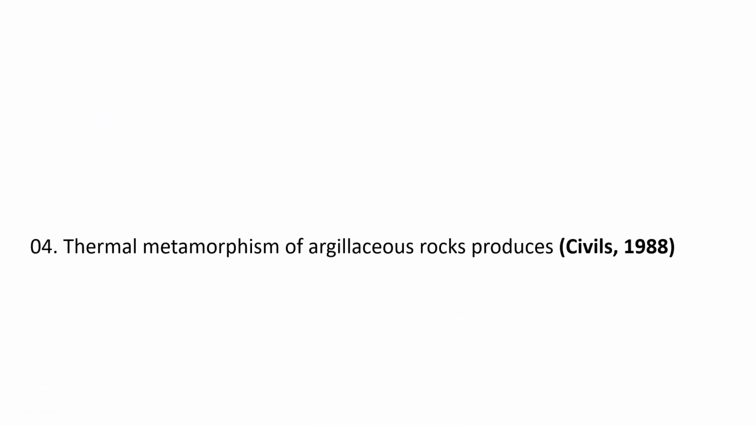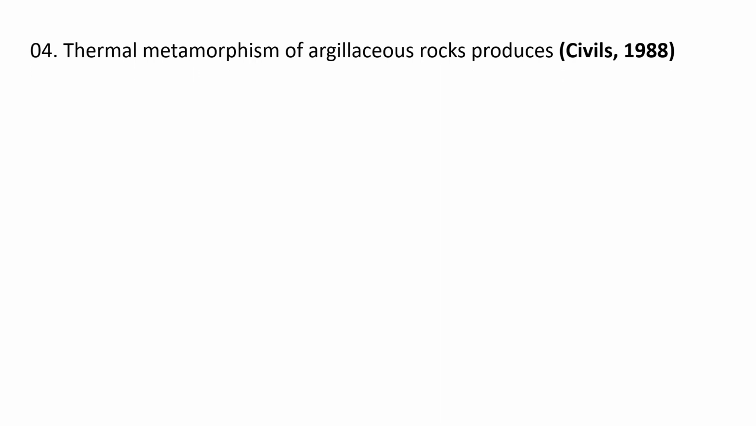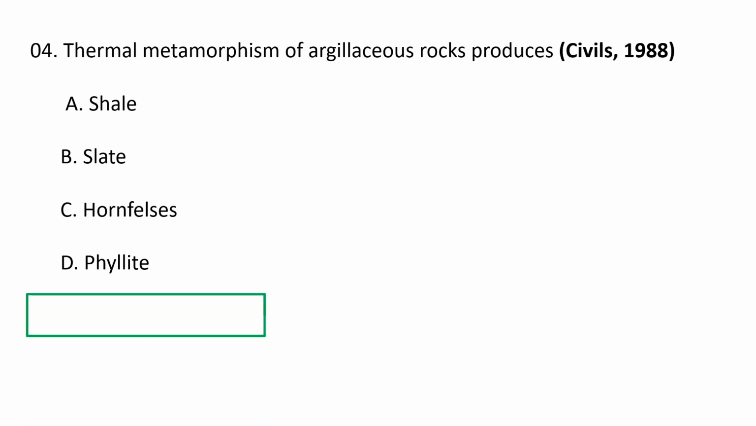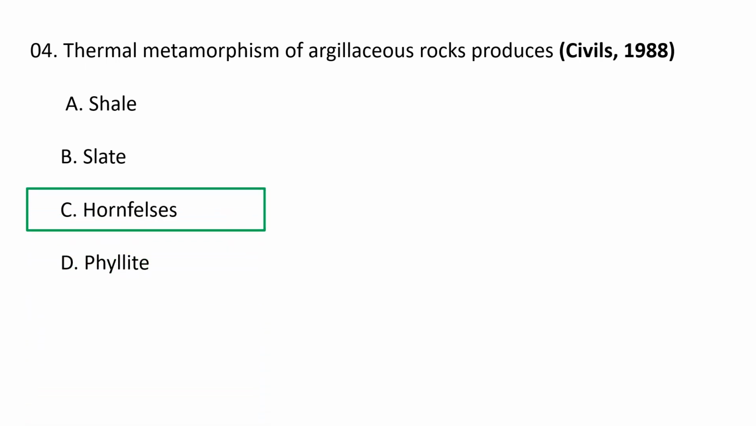Next question. Thermal metamorphism of argillaceous rocks produces A. Shale, B. Slate, C. Hornfelses, D. Phyllite. So thermal metamorphism of argillaceous rocks produces hornfelses. Hornfels is a metamorphic rock which is formed by contact between mudstone or shale or other clay-rich rocks and a hot igneous body, and this represents a heat altered equivalent of the original rock. So this process is called contact metamorphism.